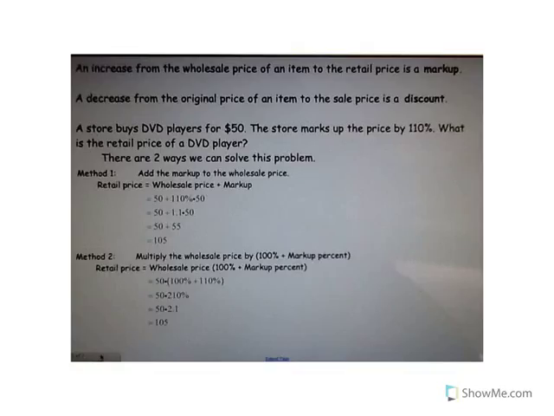Chapter 7, Lesson 6, Percent Applications. So we're going to talk about how you actually apply percents in real life. One of the ways is through something called markup.